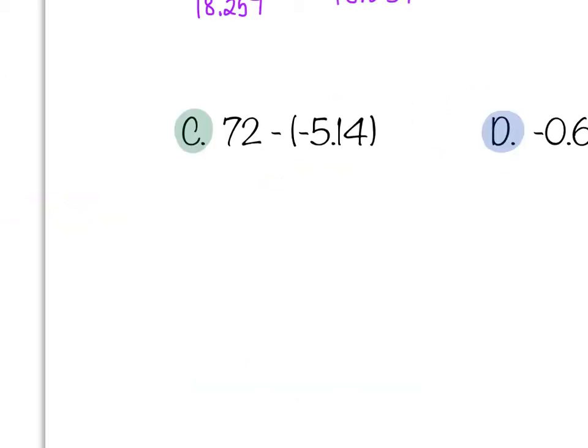All right, in example C, we're going to change this to an addition problem, and we're going to take the opposite of the second number, which means it's now going to be positive. So this is just 72 plus 5.14. So put the larger number on top. Now, it doesn't have a decimal point, so we know it comes at the end. And then 5.14, so we can put some extra zeros in here. And then we're going to add, because they have the same signs.